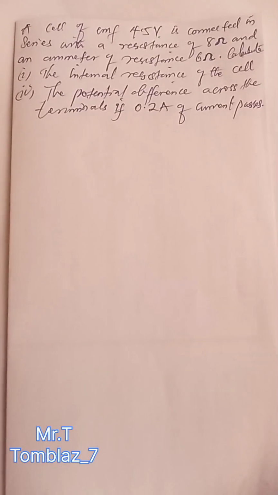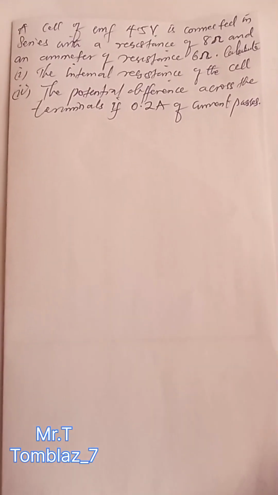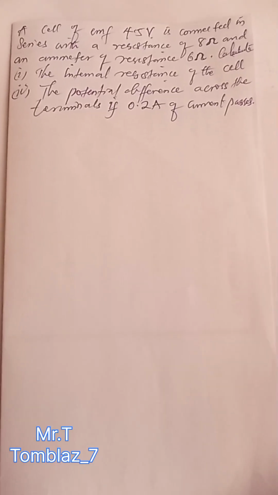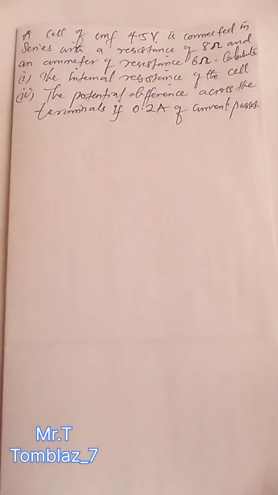This question says a cell of EMF 4.5 volts is connected in series with a resistance of 8 ohms and an ammeter of resistance 6 ohms. We should calculate the internal resistance of the cell and the potential difference across the terminals if 0.2 amperes of current passes. Start with the solution.